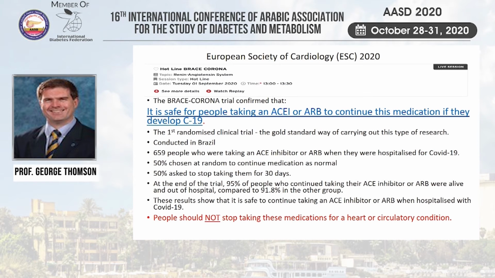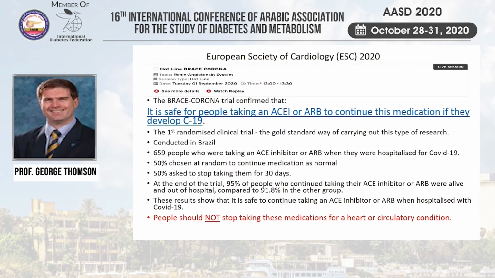As we know, retrospective analysis and meta-analysis, whilst useful, are not considered the best form of clinical trial, and it was with great interest that the world watched the publication at the European Society of Cardiology of the first randomized controlled trial of patients with COVID-19 on prior treatment with RAAS blockade, which the authors presented on the 1st of September this year. The take-home message from this study was that it is safe for people taking an ACE inhibitor or angiotensin receptor blocker to continue the medication if they develop COVID-19.